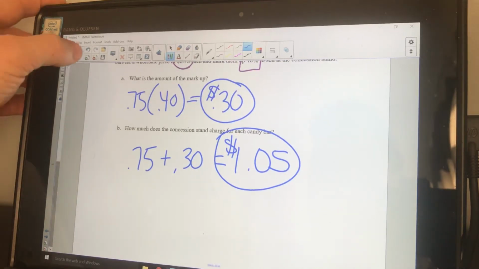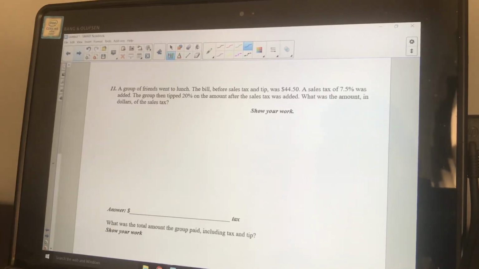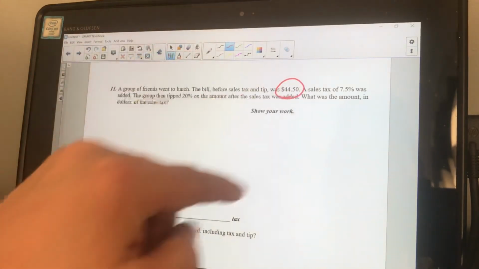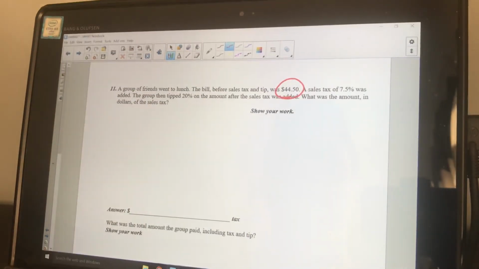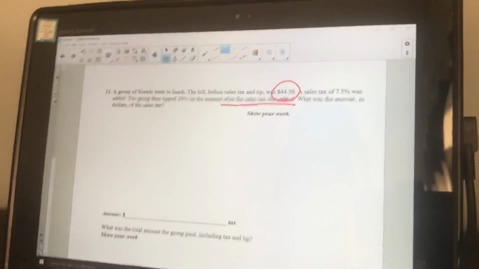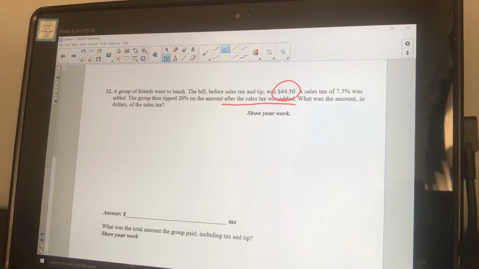Okay? Last two on the last page. A group of friends went to lunch. The bill before sales tax and tip was $44.50. The sales tax, 7.5%, was added. The group then tipped on the amount after the sales tax was added. Kind of weird. You don't normally tip like that, but okay. What is the amount in dollars of sales tax?